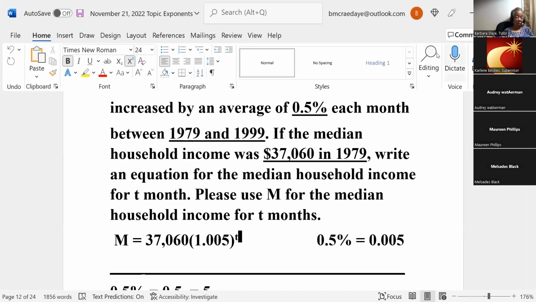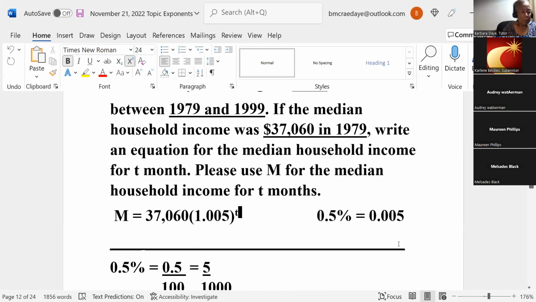The thing is, you didn't realize that this 0.5% converted to a decimal is 0.005, not just 0.5. Remember your percent: always put it over 100 and then simplify it, and you'll always get the right answer.